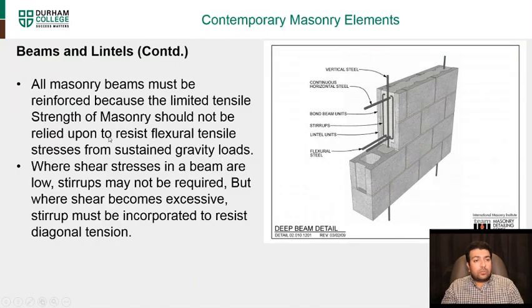Next, all masonry beams must be reinforced because the limited tensile strength of masonry should not be relied upon to resist flexural tensile stresses. So similar to concrete, we need to have reinforcement in the beams. And then there are also stirrups, used if you have steel reinforcement on top and at the bottom. Depending on the stresses that this beam is going to take, we also have stirrups that go along the top and bottom to connect the two reinforcements going across.